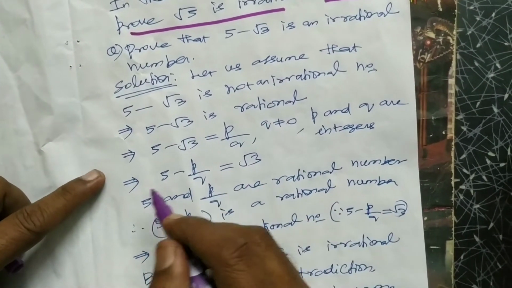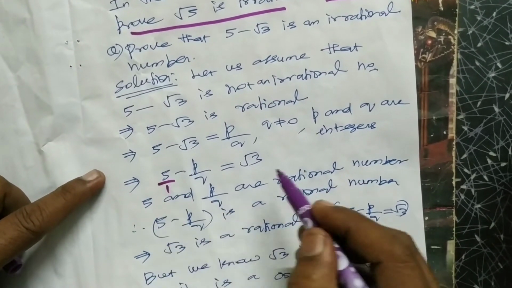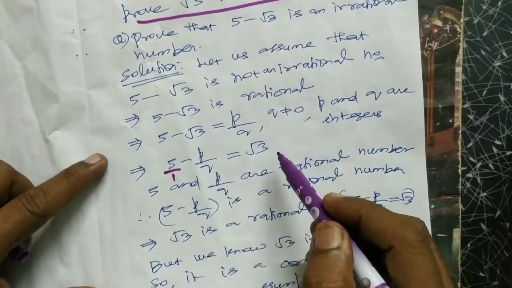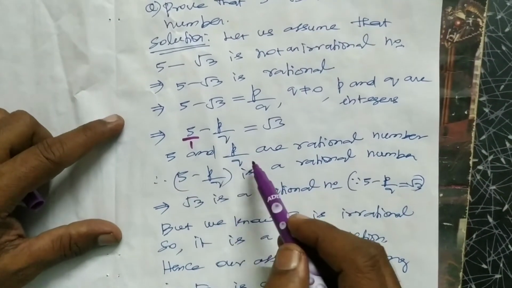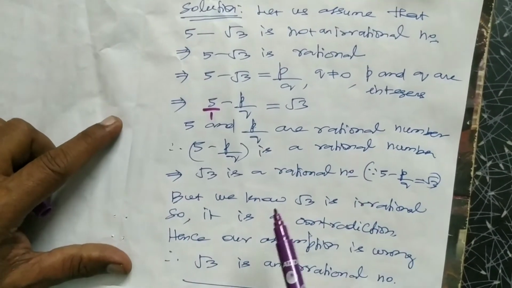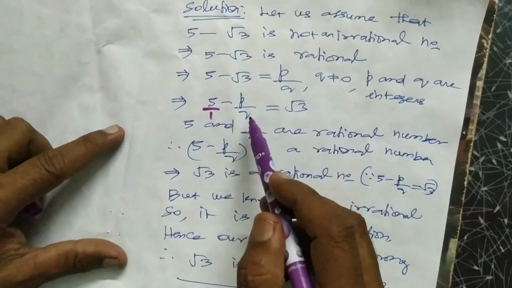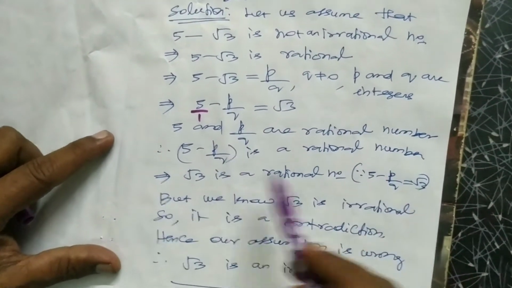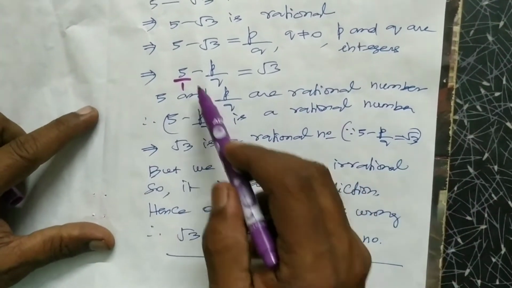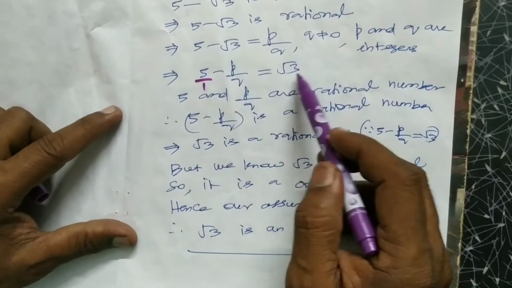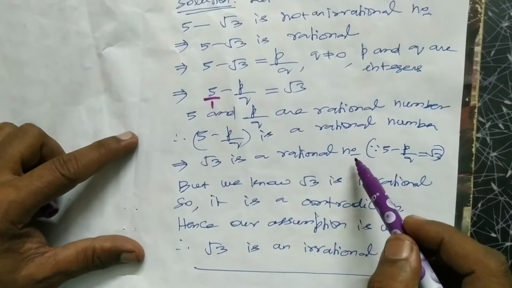5 by 1 equal to minus root 3. Bring it to RHS, therefore root 3 equals 5 minus p by q. 5 and p by q are rational numbers. Therefore, the difference of two rational numbers is again a rational number. 5 minus p by q is a rational number, and 5 minus p by q is the same as root 3. Therefore, root 3 is a rational number.